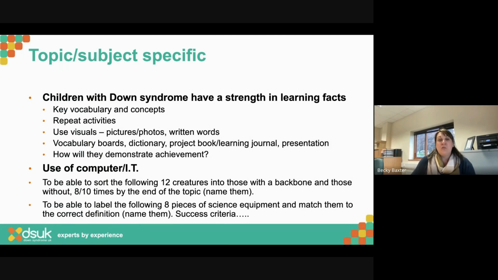Obviously, want to use visuals. Our students are visual learners, much better at remembering what they've seen than remembering what they've heard. Talked quite a bit about that on Monday.